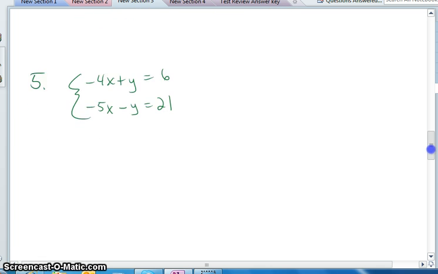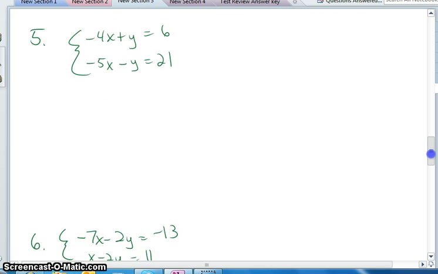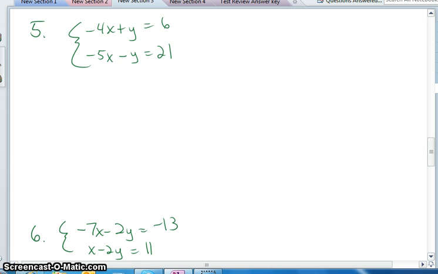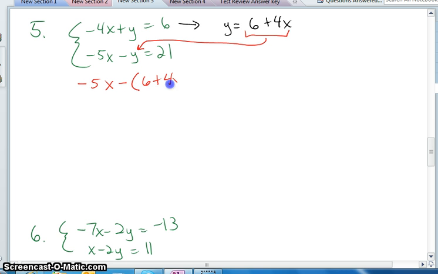Alright, so let's look at number 5 now. This time, I don't have x equals or y equals something. But I can change it, right? I can change this equation so that it's y equals 6 plus 4x. Now I've got y by itself. I know this is y, so I can put that in place of the y. So that'll be negative 5x minus this whole thing.